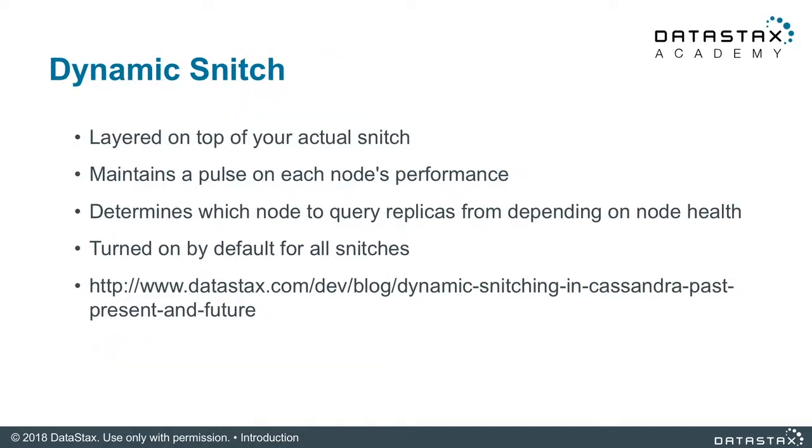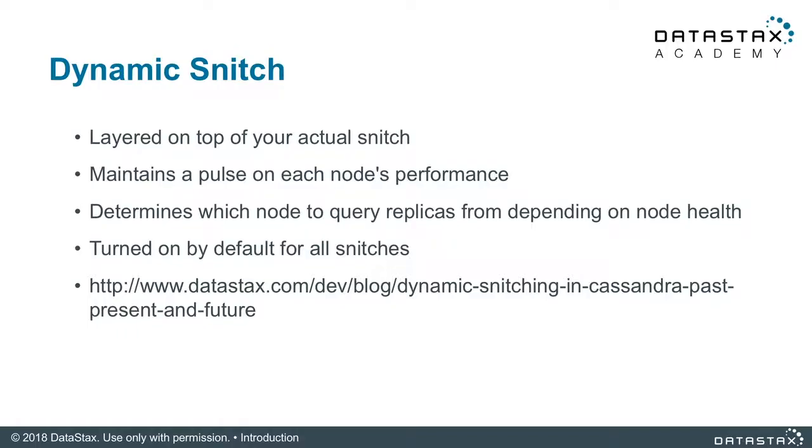The dynamic snitch comes for free and acts as a wrapper around the snitch you configure in your cassandra.yaml file. Its job is to monitor cluster health and performance. When a node needs to interact with other replica nodes, the dynamic snitch helps your node determine which replica node is currently performing the best. Thus, we don't further load sluggish nodes, and we can interface with the node that can best service our request. For further detail, examine the blog article linked at the bottom of the slide.